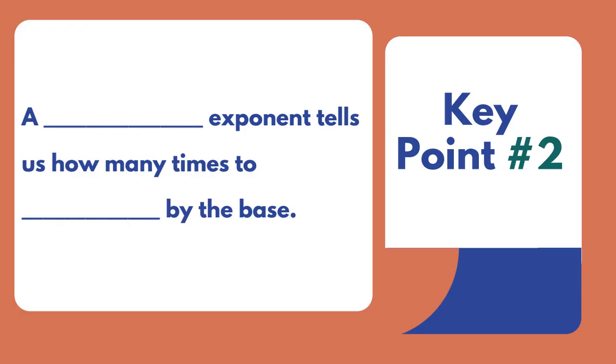So here's the rule that we can say when we have a negative exponent. A negative exponent tells us how many times to divide by the base. This makes sense because division is the opposite of multiplication. When we had a positive exponent, it told us how many times to multiply the base. Now we have a negative exponent, and it tells us how many times to divide by the base. But you'll notice that a negative exponent did not create a negative number.